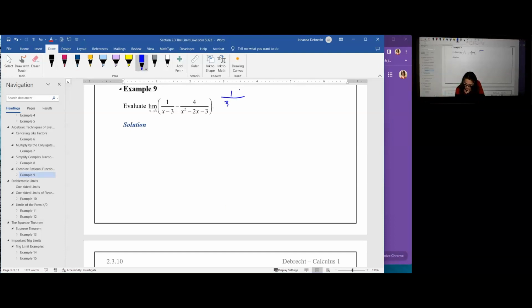I get 1 over 3 minus 3 minus 4 over 3 squared minus 2 times 3 minus 3, which turns out to be, I'm in trouble, 1 over 0 minus, well, this is 9 minus 6 minus 3. I'm really in trouble. If the numerator is a constant and the denominator is getting very close to, but not actually reaching 0, then it's approaching infinity. If I have infinity minus infinity, then this is an indeterminate form.